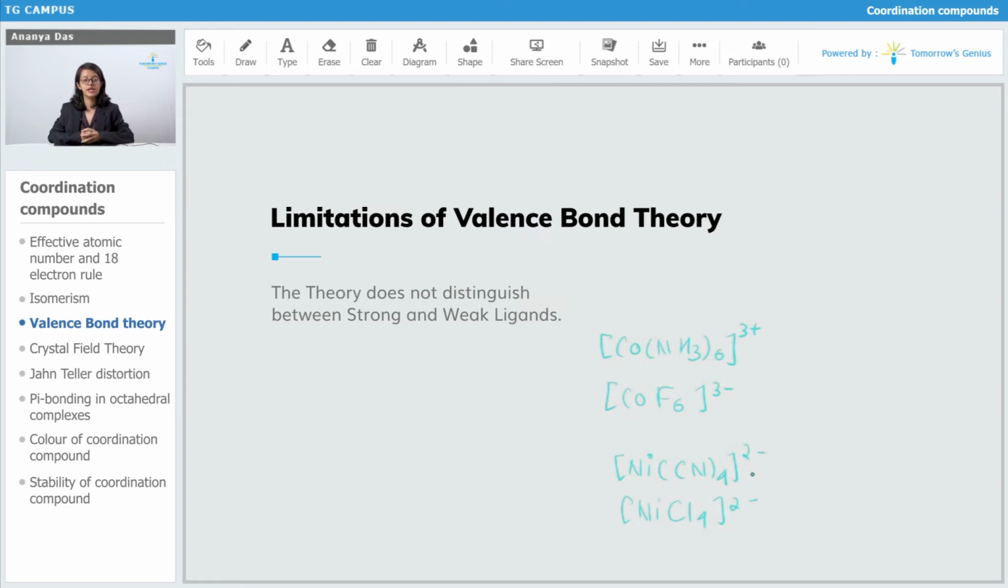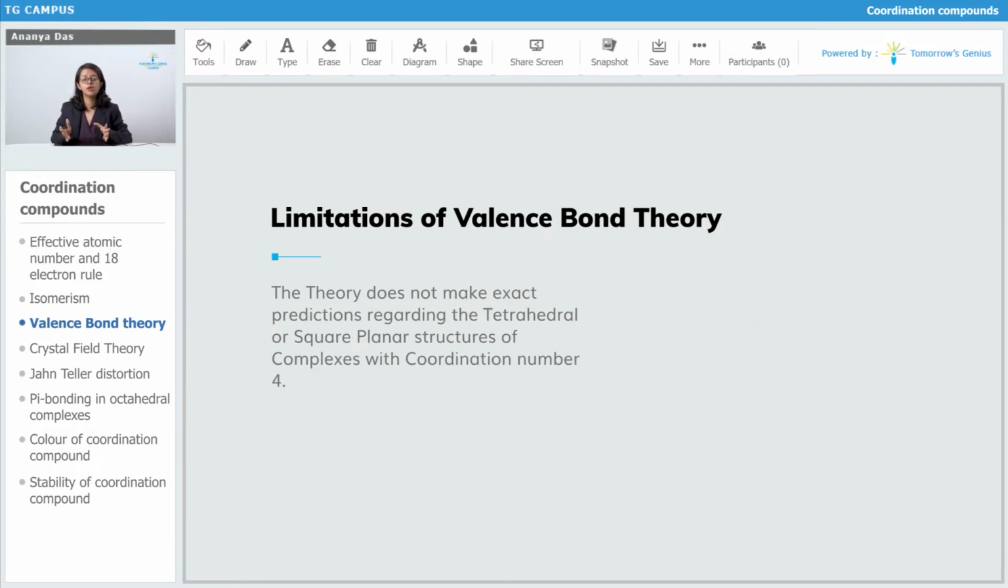This is the next limitation. According to it, the theory does not make exact predictions regarding the square planar or the tetrahedral structures of complexes with coordination number 4. We have a very good example of this complex. Let us try to find out what the hybridization of this complex will be according to VBT.